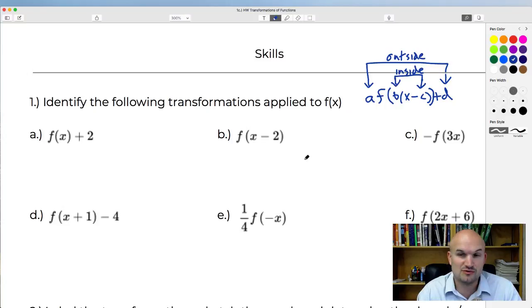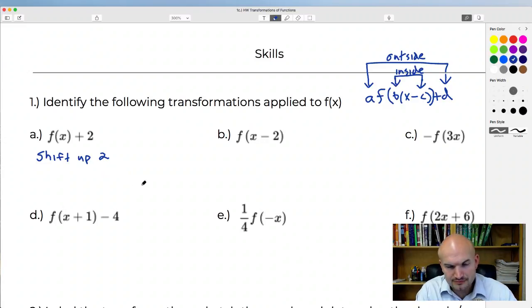And so for all these equations, we're basically looking at what letter does this correspond to? Since we're adding a 2 outside the function, this is like adding a d. So our 2 is just going to be a vertical shift up 2 units. All I'm looking for you to do is describe this. So we could say shift up 2 units. And I'll just write 2 and up there. That's really the only transformation going on.